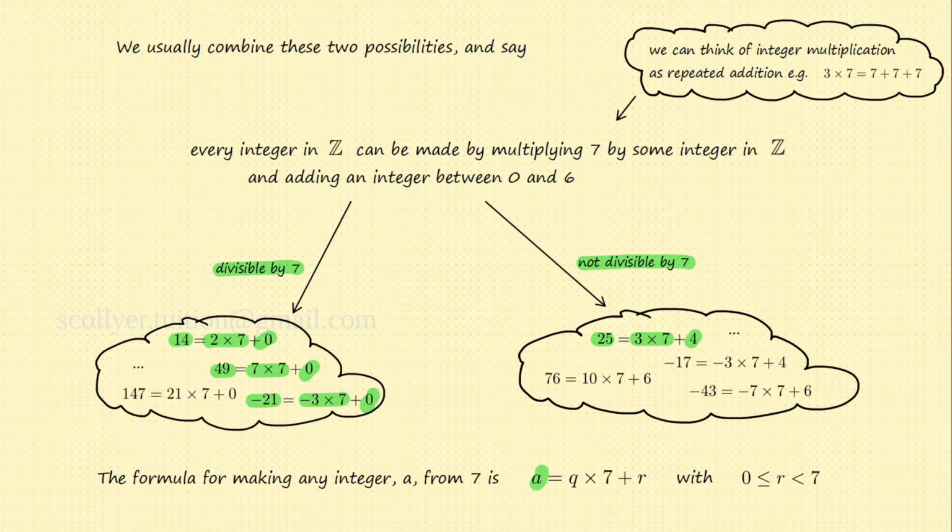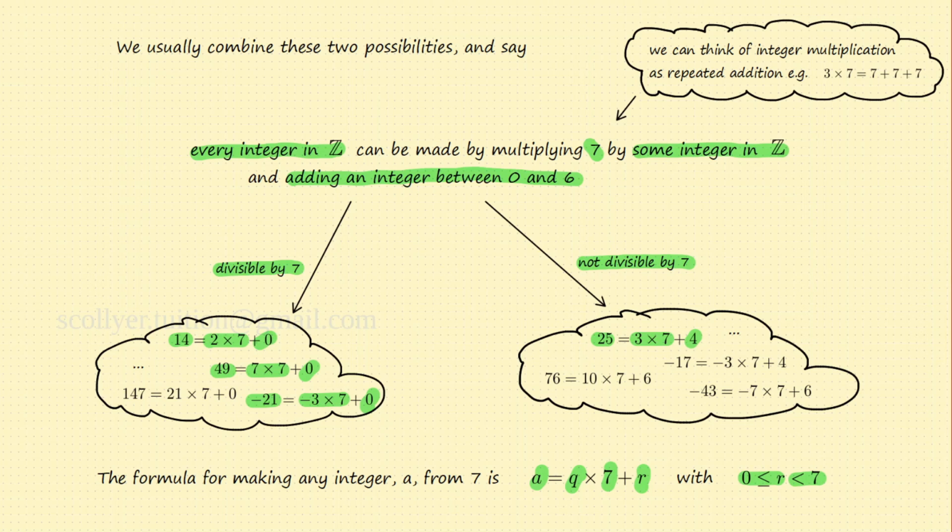A, the integer we wish to make, is q times 7 plus r, where q is some integer and where r is a non-negative integer that is strictly less than 7, i.e. r can be 0, 1, 2, 3, 4, 5, or 6, but not 7. And so we're saying that every integer in the set Z, the positive, negative, and 0 integers, can be made by multiplying 7 by some integer in Z and adding an integer between 0 and 6.